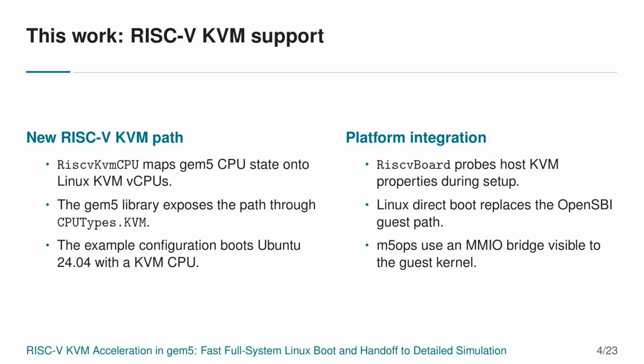Our work's central piece is the RISC-V KVM CPU. It maps gem5's RISC-V CPU state onto a Linux KVM vCPU and exposes the path through the usual gem5 library CPUTypes.KVM interface. The board integration is also part of the feature. The RISC-V board probes host KVM properties, emits guest visible platform information, uses direct Linux boot, and exposes M5 ops through an MMIO bridge.